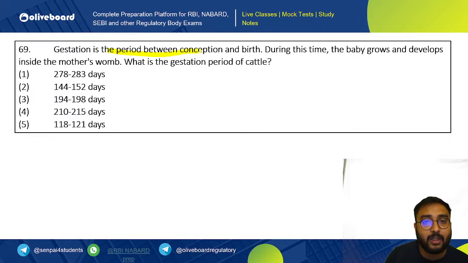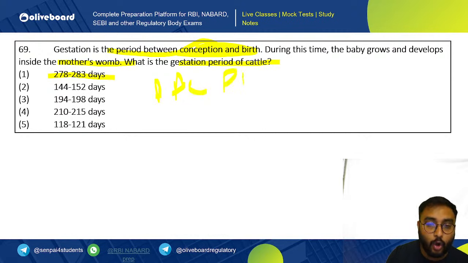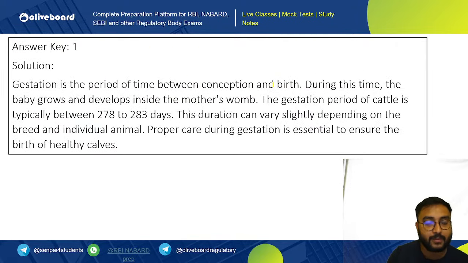Gestation is the period between conception and birth. During this time, the baby grows and develops inside the mother's womb. What is the gestation period for cattle? The gestation period for cattle is 278 to 283 days. You have to remember it for all the animals like pigs, then your buffaloes, then your cows, then your poultry, then your horses, then your goats, then your sheep.